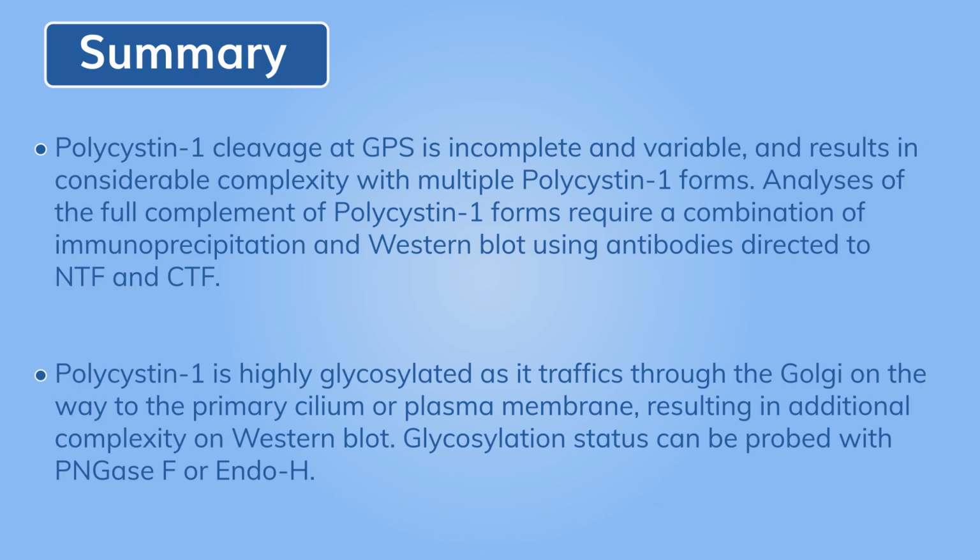Polycystin-1 is highly glycosylated as it traffics through the Golgi on the way to the primary cilium or plasma membrane, resulting in additional complexity on Western blot. Glycosylation status can be probed with PNGase-F or endo-H.